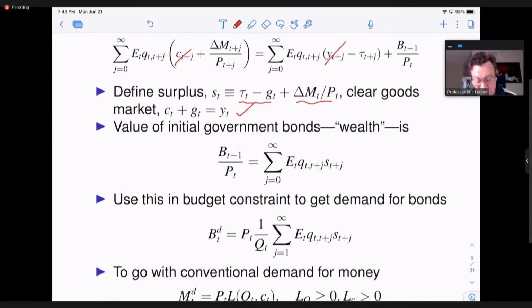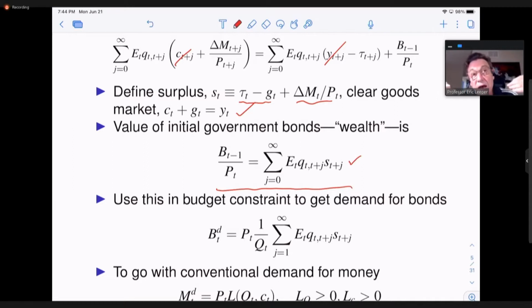Now, what you end up with is an expression that tells you what the value of this initial wealth is that the household possesses. And that value depends on the expected present value of these primary surpluses. So what this is telling you is that government debt derives its value from expected surpluses.